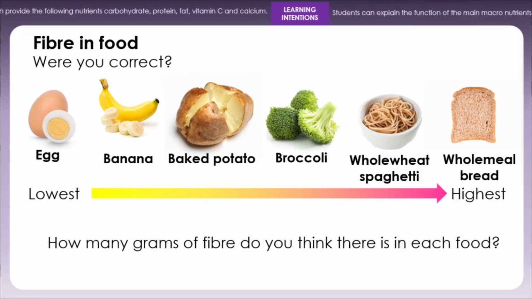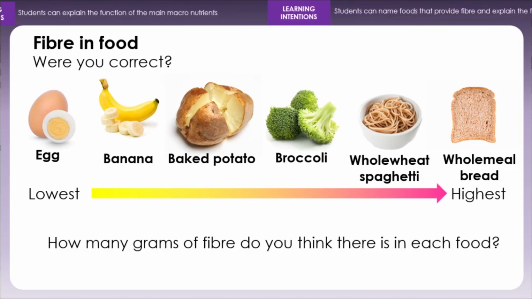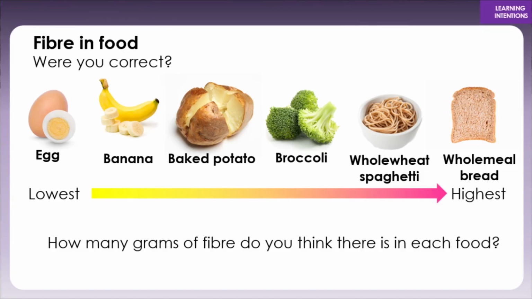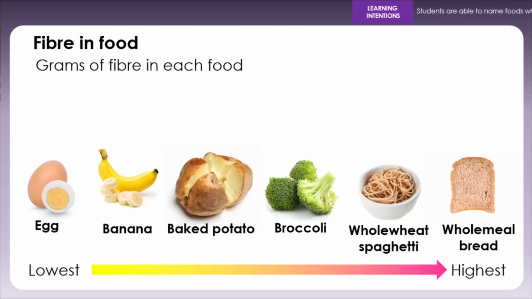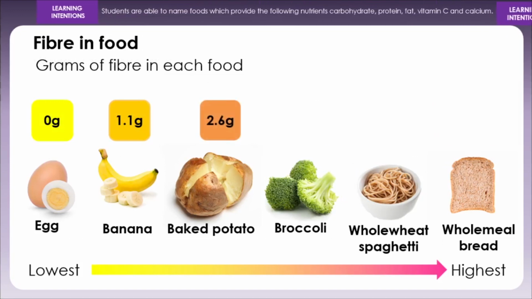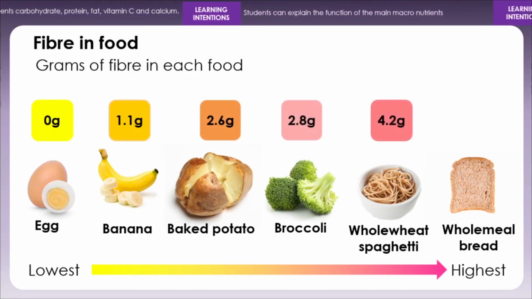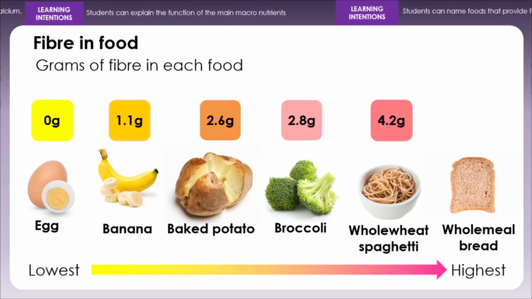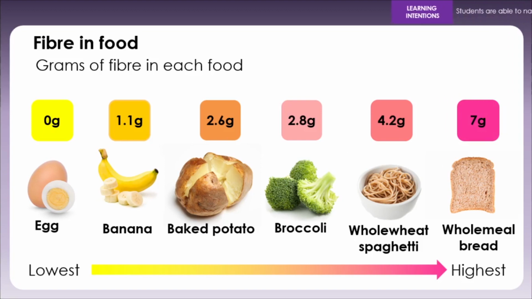And out of curiosity, how many grams of fibre do you think there are in each of the foods? So there was 0 grams of fibre in the egg. There's 1.1 grams in banana. There's 2.6 grams in baked potatoes. There's 2.8 grams in broccoli. There's 4.2 grams of fibre in whole wheat spaghetti. And then there's 7 grams of fibre in a slice of wholemeal bread.